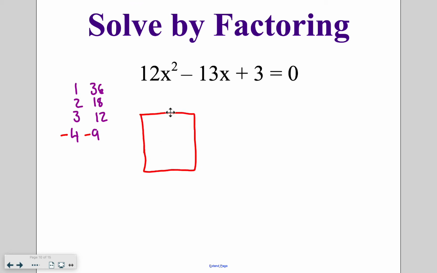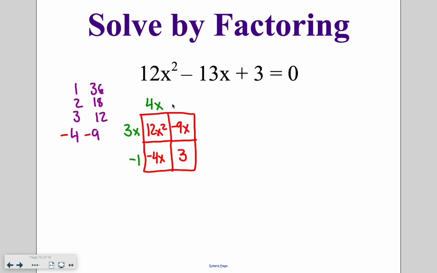So now I take that and I put it into my box. Top left is my front term, so 12x squared. Bottom right is my back term, so 3. Negative 13x gets split up into negative 4x and negative 9x. Then we are looking to pull out our greatest common factors. 12 and negative 4 can both be divided by 4. X and x squared can both lose an x. 4 times 3 and x times x is going to get us back to 12x squared. 4 times negative 1 is going to get us back to negative 4x.